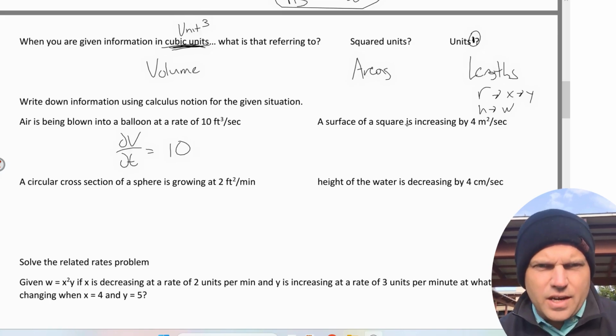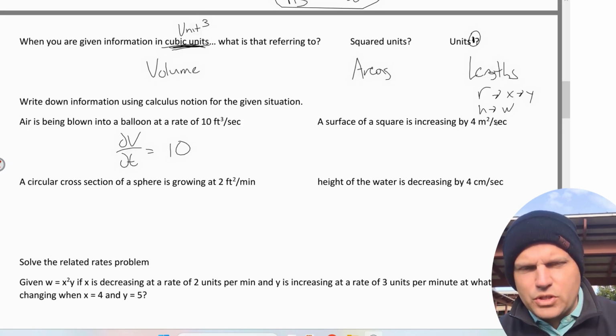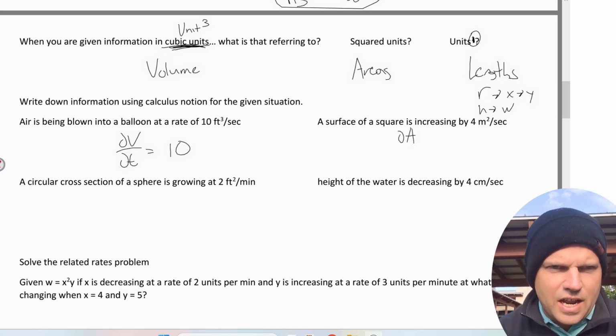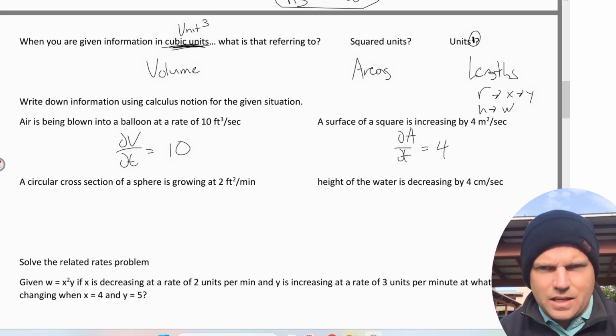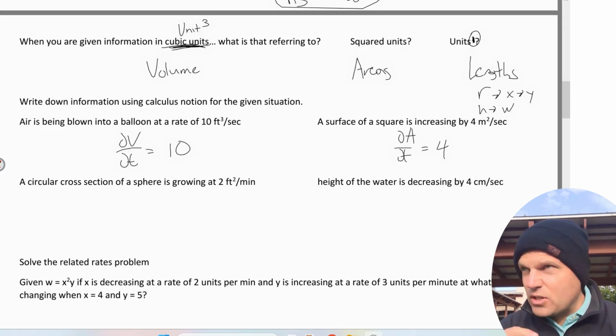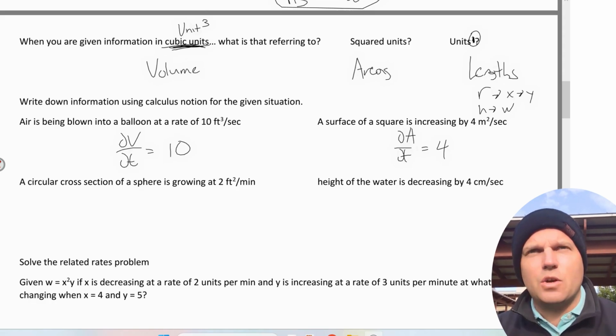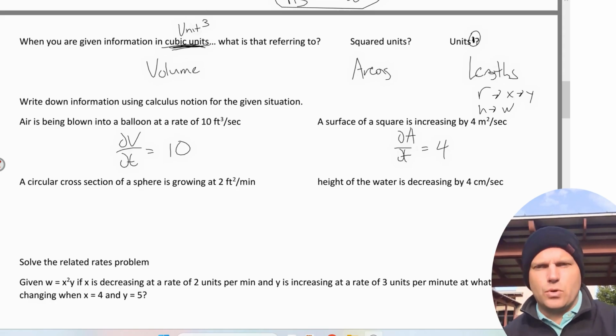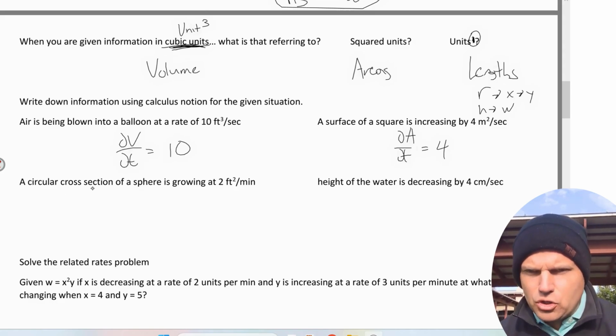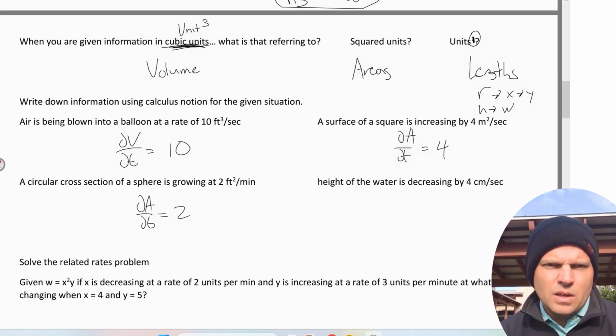The surface area of a square is increasing by 4 meters squared per second. That's an area. That's a change in an area. That's a dA/dt. You can say 4. Units are not important for our answers, but units are important to understanding what's happening, making sure you're doing the correct thing. A circular cross-section of a sphere is growing at squared feet per minute. Oh, that's an area. Height of the water is decreasing by 4 centimeters per second.